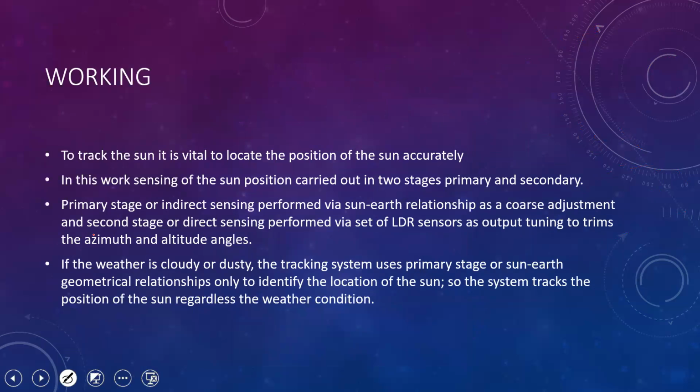To track the sun, it is vital to locate the position of the sun accurately. In this work, sensing of the sun's position is carried out in two stages, primary and secondary. The primary stage, or indirect sensing, is performed via the Sun-Earth relationship as a coarse adjustment, and the secondary stage, or direct sensing, is performed via a set of LDR sensors as output tuning to trim the azimuth and altitude angles.